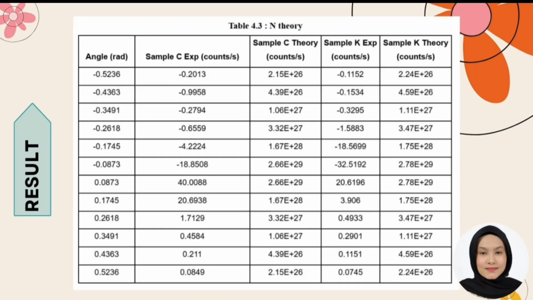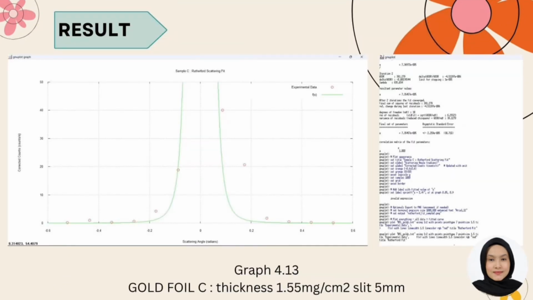This table compares the theoretical and experimental N values for both sample C and K. The experimental counts are far lower than the theoretical ones, which is expected due to the equipment sensitivity and simplified assumptions. This graph shows the Rutherford scattering fit to sample C's data. After 2 iterations of fitting, the model converged. The fit curve closely follows the experimental data trend, validating the inverse sine to the power of 4 relationship.